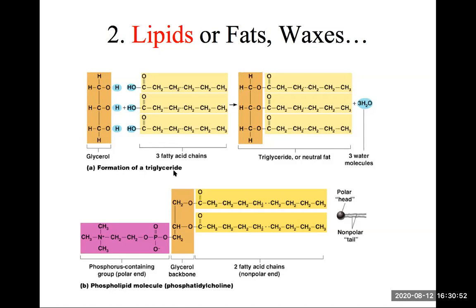Okay, triglycerides are another important lipid. These are the fats that you get from animals. So if you eat butter, or if you have a steak, something like that, the fats that are in there are triglycerides.